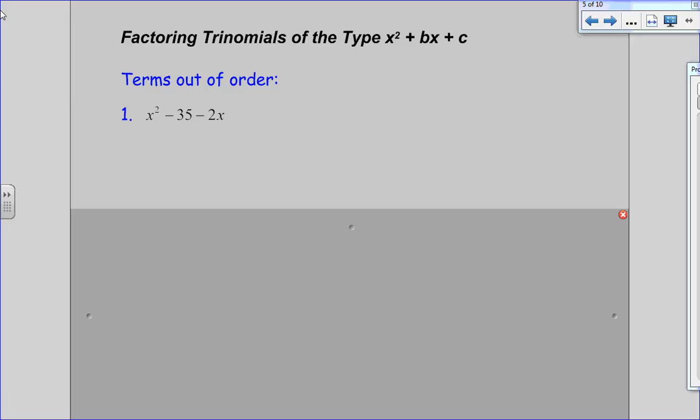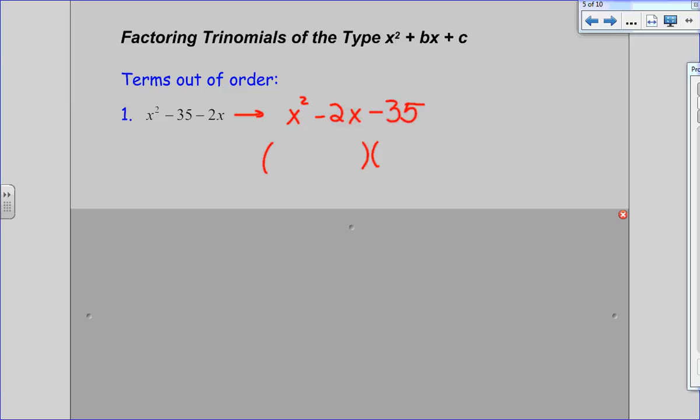And what you'll see is that the terms are written out of order. They're not in descending order for the trinomial. So anytime when working with a trinomial, and your terms are not written in descending order, make sure that you rewrite them in descending order so that you can factor the trinomial. Let's go ahead and work with this one.